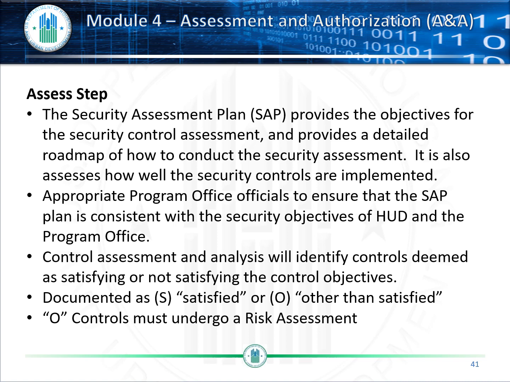Control assessment and analysis will identify controls deemed as satisfying or not satisfying the control objectives. A finding of satisfied indicates that for the portion of the security control addressed by the determination statement, the assessment information obtained indicates that the assessment objective for the control has been met, producing a fully acceptable result. A finding of other than satisfied indicates that for that portion of the security control, potential anomalies in the operation or implementation of the control may need to be addressed by the system owner.